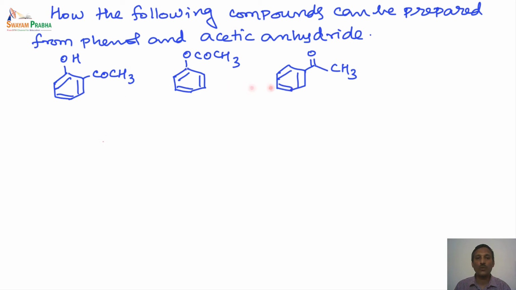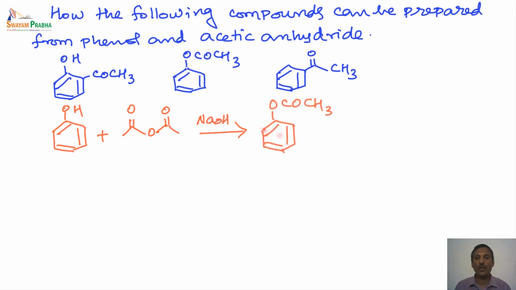Now we have three compounds. We need to identify how these three compounds can be prepared from phenol and acetic anhydride. So let us start with any one of the compounds. Say this is the ester, this is the keto derivative, this is a phenolic ketone. So we have three different compounds and we have to identify which can be prepared very easily. So the first one is treatment of phenol with acetic anhydride in the presence of a base gives the corresponding ester. So this is the ester formation reaction. This is a very simple and straightforward method.